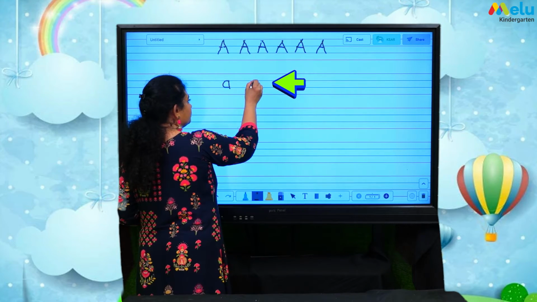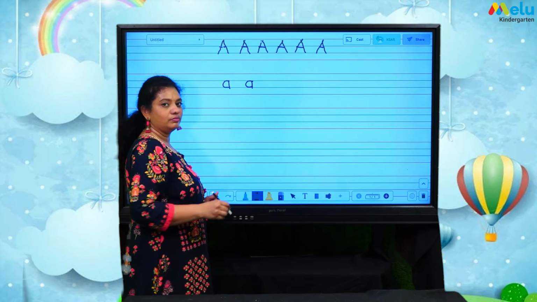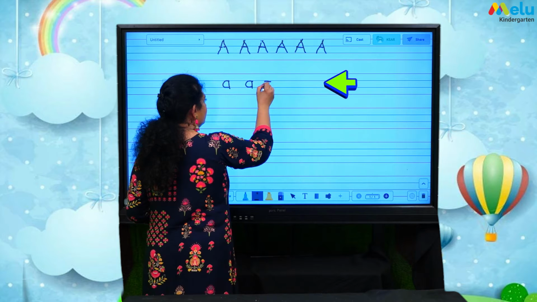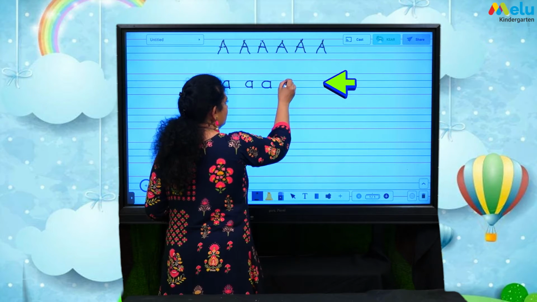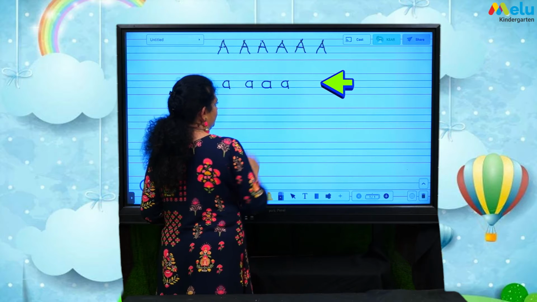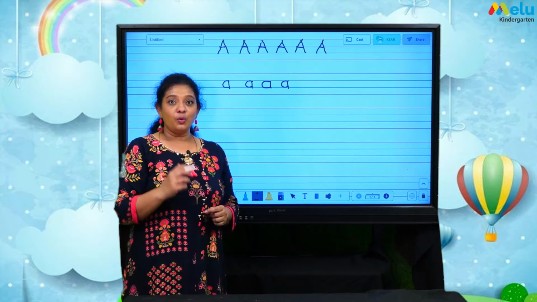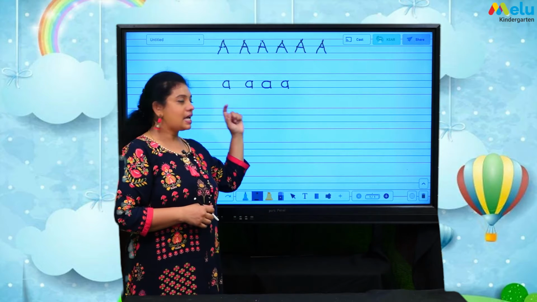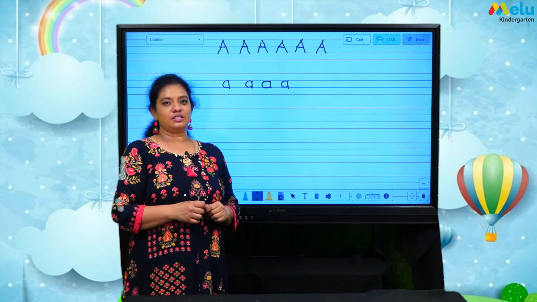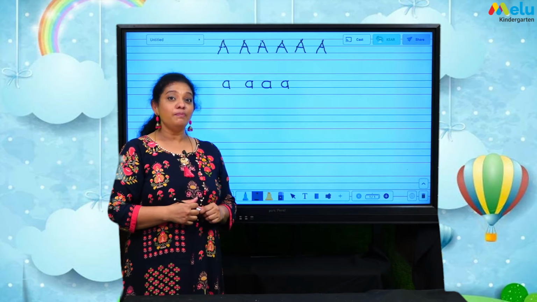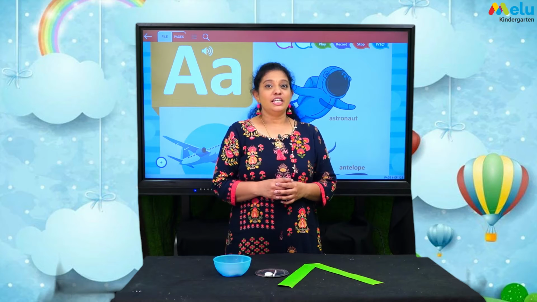One more time. Left curve, standing line. Left curve, standing line. So hope you understood how we can write uppercase and lowercase letter A by using strokes. So you also keep practicing in the same way. Okay, children?